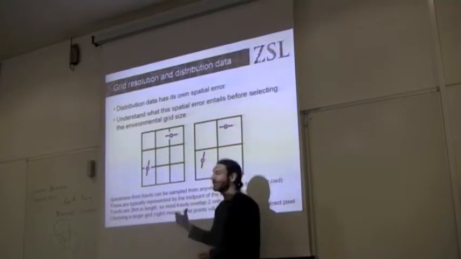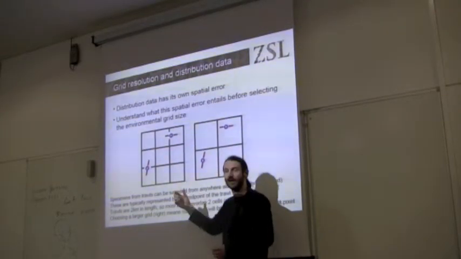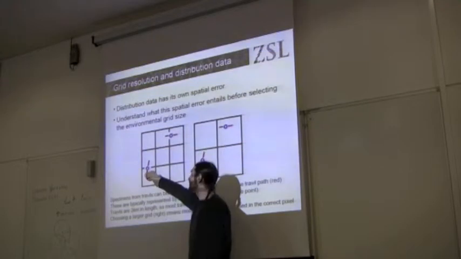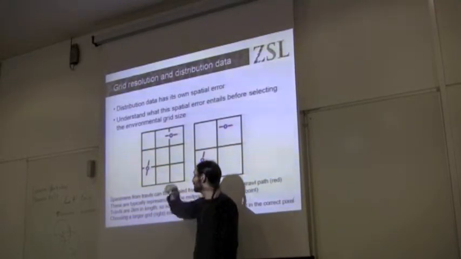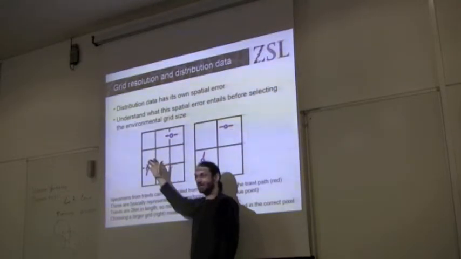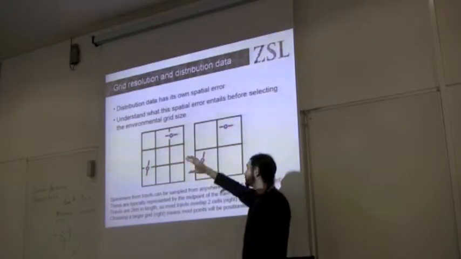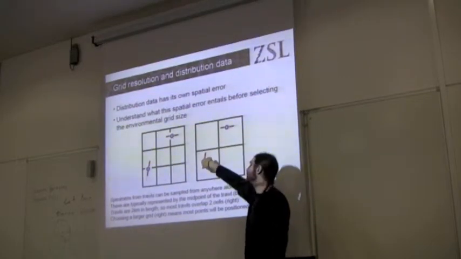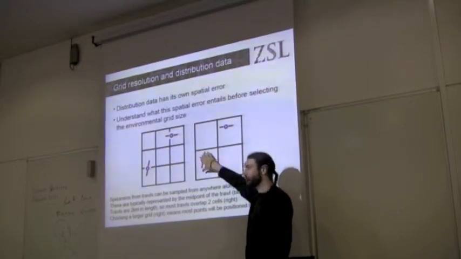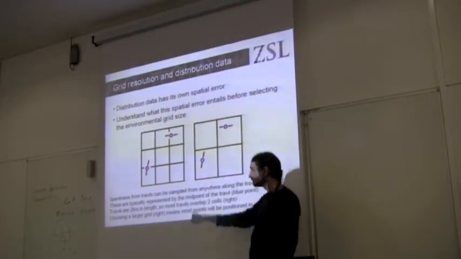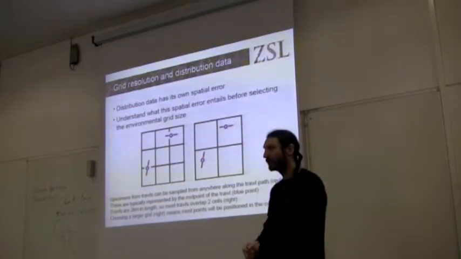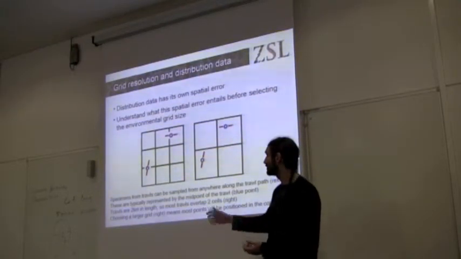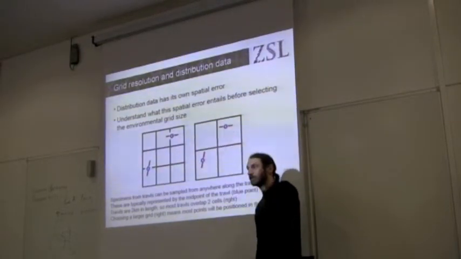But this is something that we need to be aware of, and we need to make a conscious decision that, okay, I understand that there's uncertainty in this data, but I've looked at the autocorrelation between these areas, and I've made the conscious decision that I'm going to accept that kind of error in my model. And if you're not happy with that, then you should move to a coarser grid, so that most of my data is going to be positioned appropriately for that area. So understand the uncertainties in your data, the spatial uncertainty of your distribution data, because that should influence your decision over the coarseness of your environmental grids.